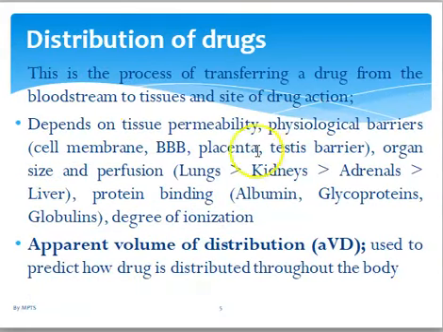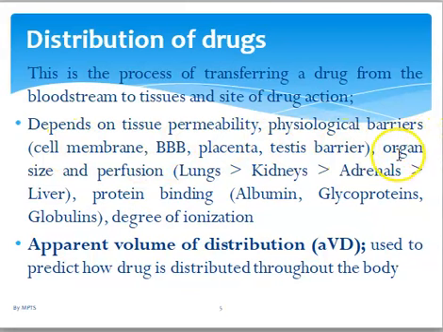Distribution of drugs. Distribution is the process of transferring a drug from the bloodstream to the tissues or the site of drug action. This depends on tissue permeability, physiological barriers, and cell membranes. Now, the barriers include the cell membrane, the blood-brain barrier, the placenta, and the testis barrier. All these ones, you have to know them.